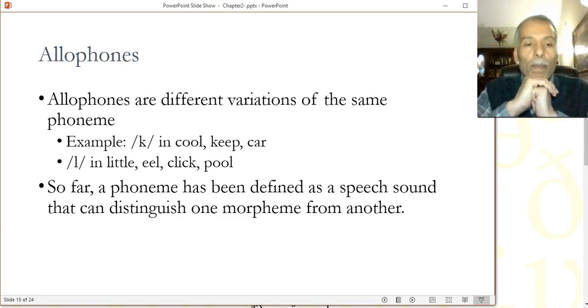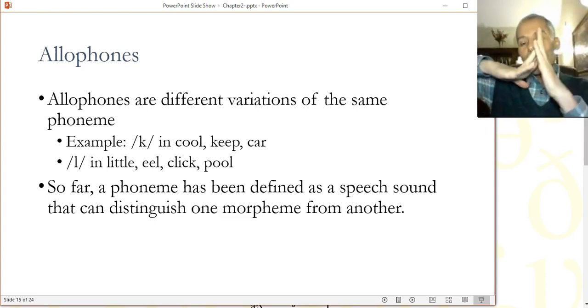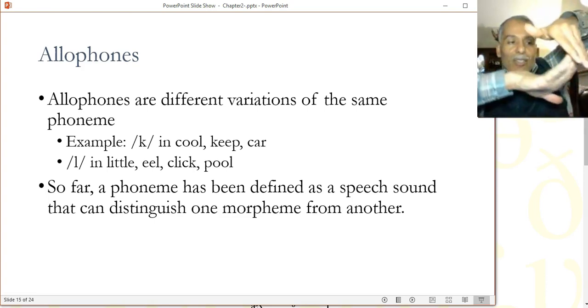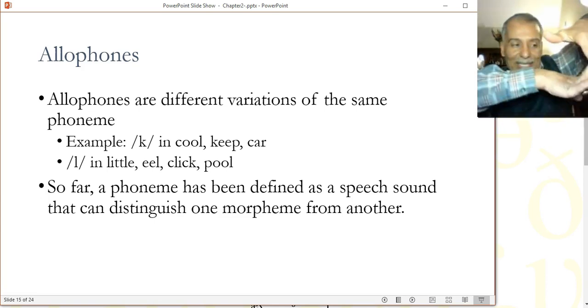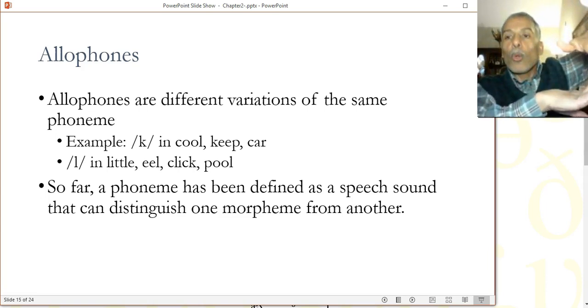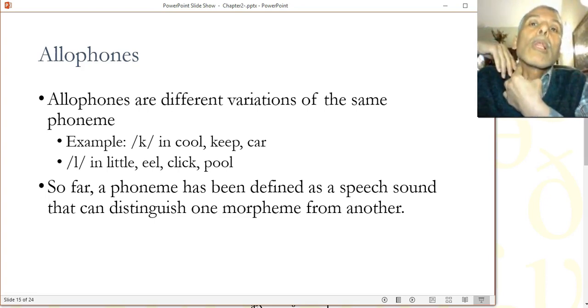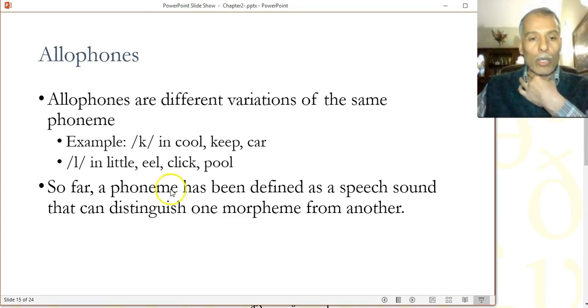Let's take the L. You can say little here, and you can say click. When you say click, your tongue curves down. So your tongue is curving down like this. But when you say cool, your tongue is going to rise up in the back, cool, pool. So these are two different ways of saying the same sound.